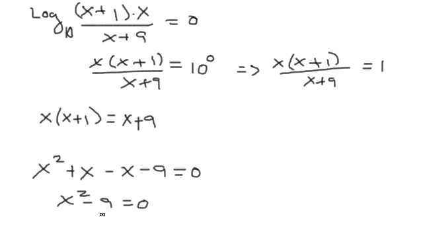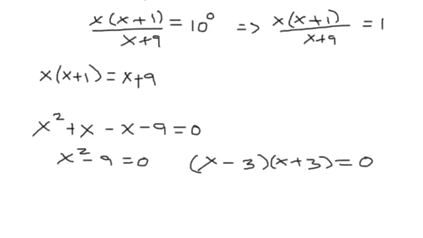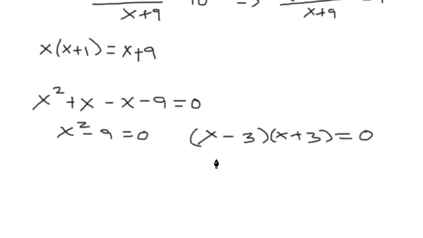And of course we can factor this. This is the difference of squares. This becomes x minus 3 times x plus 3. Alright, and then we set both these factors equal to 0. And we get 3 as the solution for this one, and for x plus 3 we get negative 3. Okay, so 3 and negative 3 are our solutions.